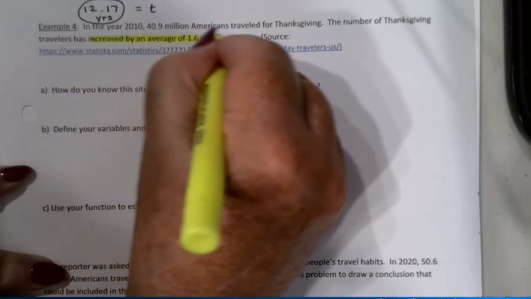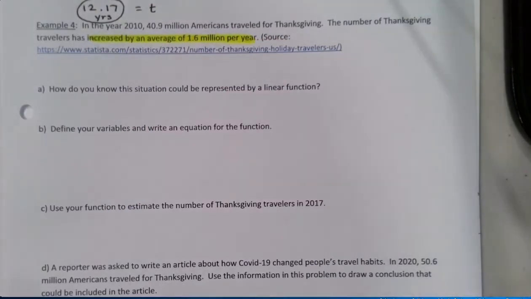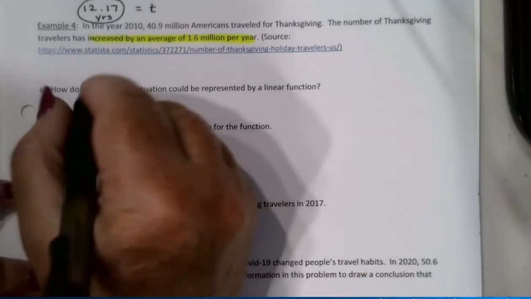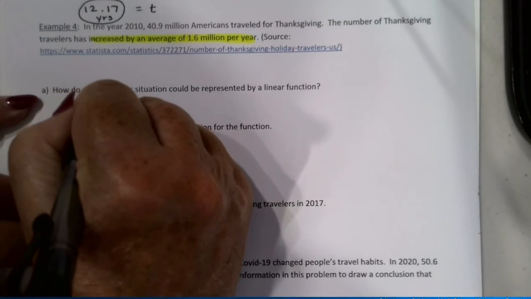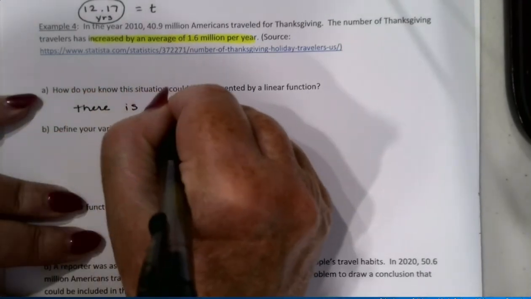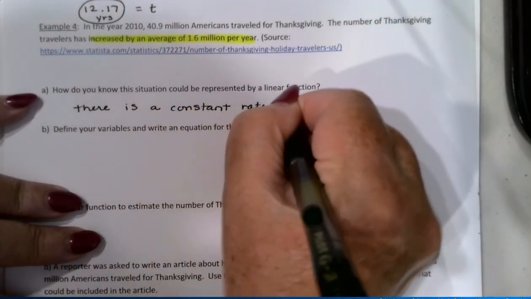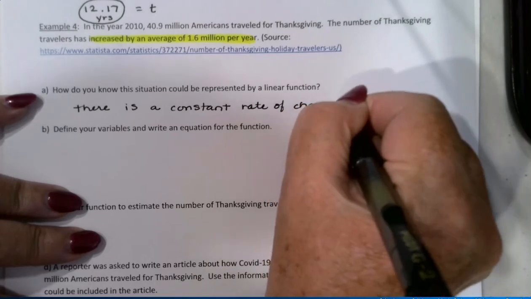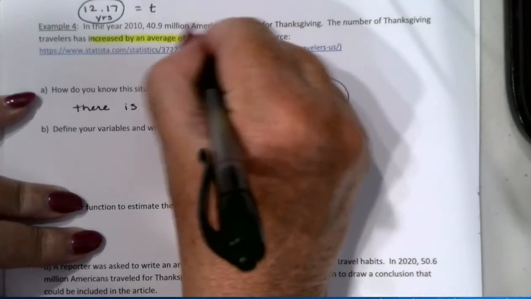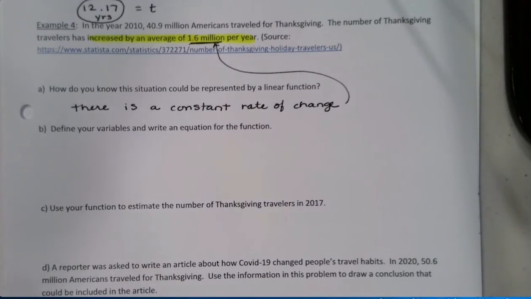It's right here. The number of travelers increases, on average, by 1.6 million per year. When they tell me the constant rate of change, that tells me I should be using a linear function to model the situation. So there is a constant rate of change, that increase of 1.6 million per year.